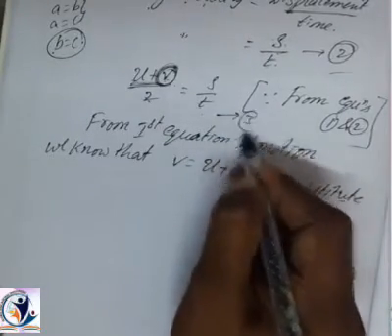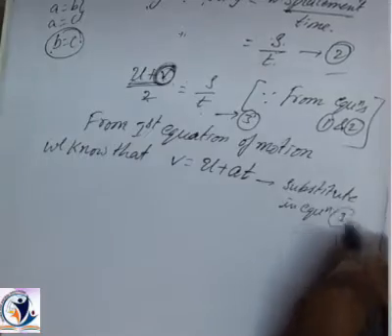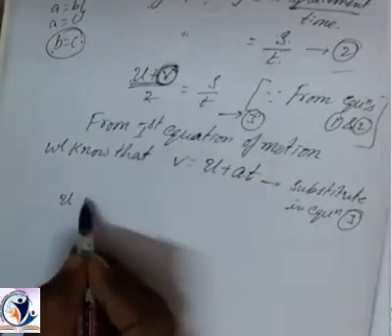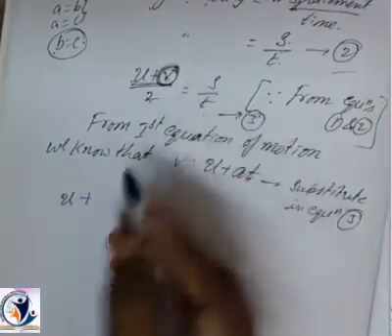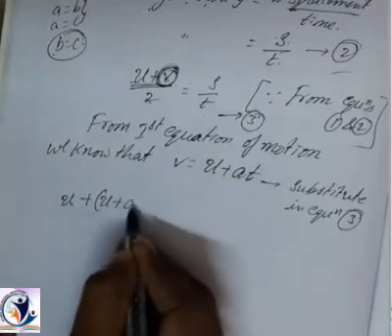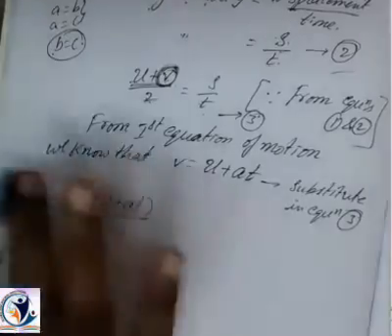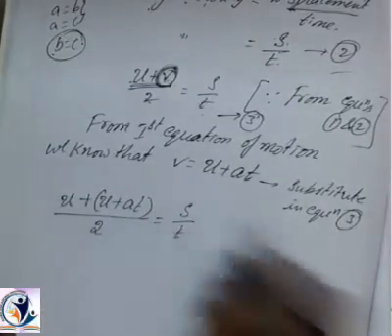Let us take this as the third equation. Substitute in equation 3. Now, u, I am not changing the value of u as it is, plus, in place of v, you just replace u plus at. Then by 2, I'm not disturbing anything, I'm just keeping everything as it is, by s by t.